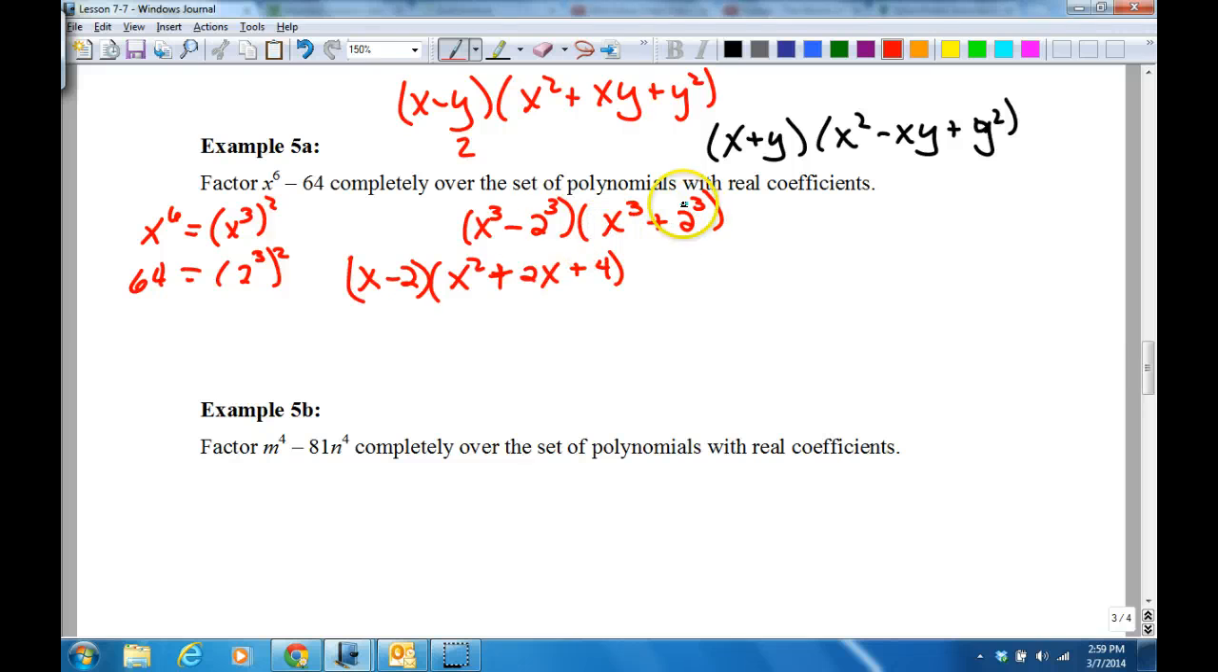All right, so now I've broken this down using our difference of cubes. I'm going to break this down using our sum of cubes right here. Our y value is 2, our x value is x. So this would be x plus 2. I'm going to put those values into this. So I have x squared minus 2x plus 4.